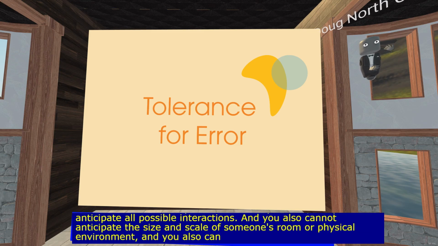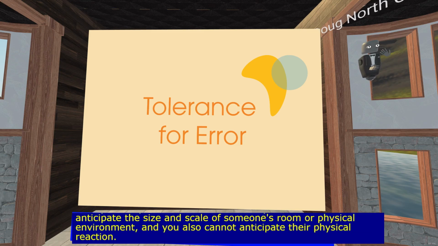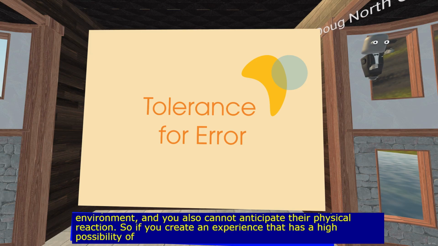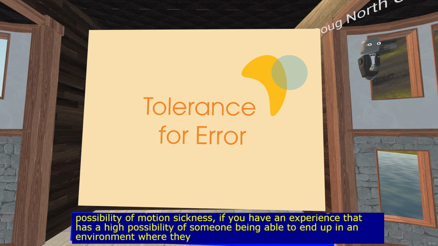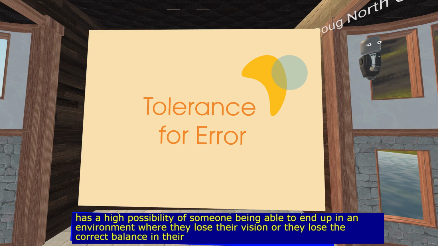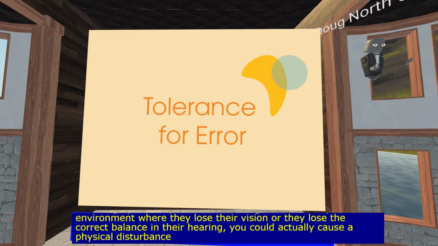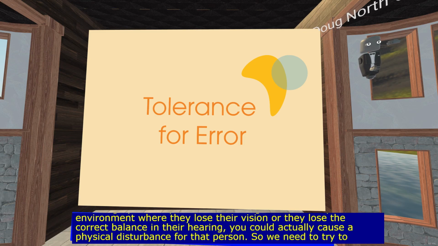anticipate the size and scale of someone's room or physical environment, and you also cannot anticipate their physical reaction. So if you create an experience that has a high possibility of motion sickness, or a high possibility of someone ending up in an environment where they lose their vision or they lose the correct balance in their hearing, you could actually cause a physical disturbance for that person. So we need to try to anticipate those errors.